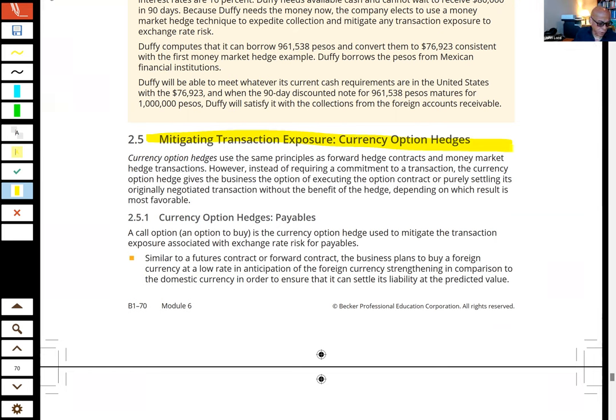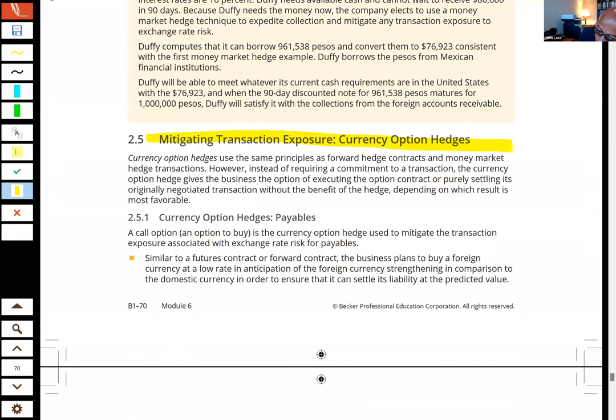We had the futures hedge, right? We had the forward hedge, which were larger amounts. We had the money market hedge, where we have excess cash or borrowed funds. And now we're going to look at options, and it could be a put or a call option. Okay, so let's go ahead and take a look and see how we can use options to do this.